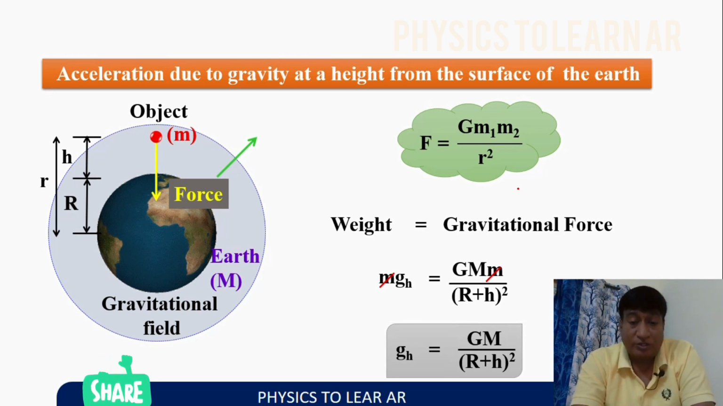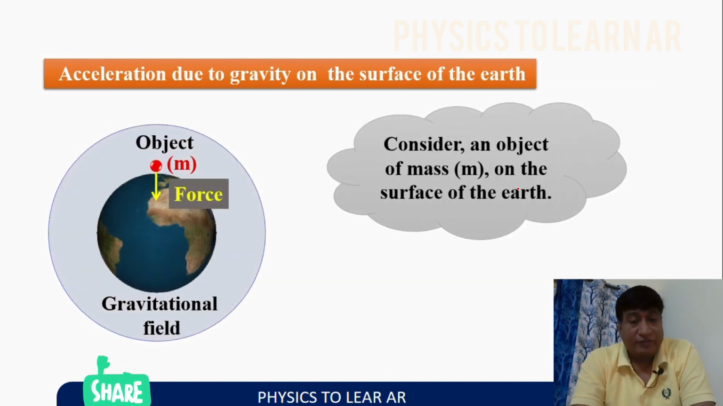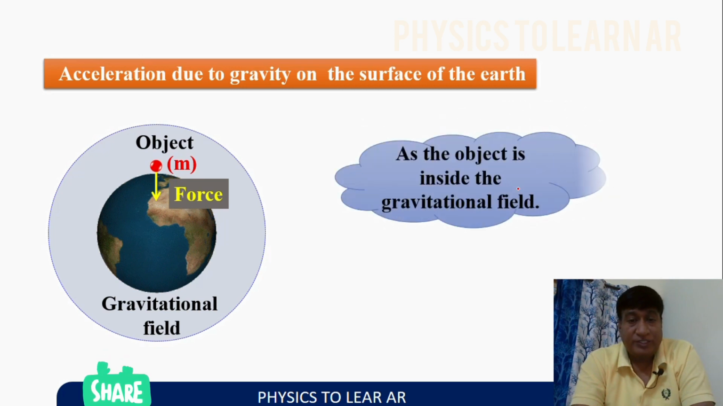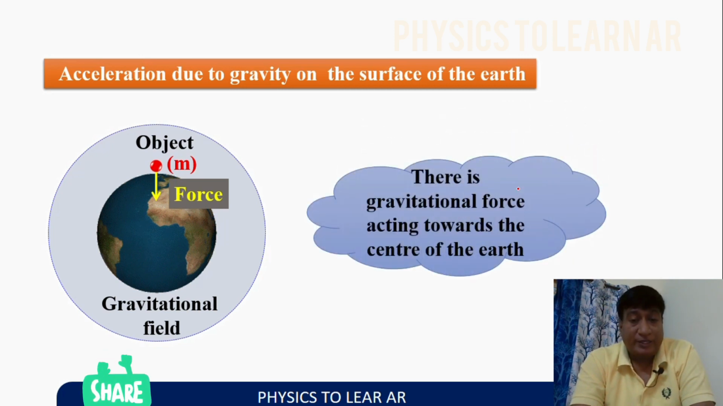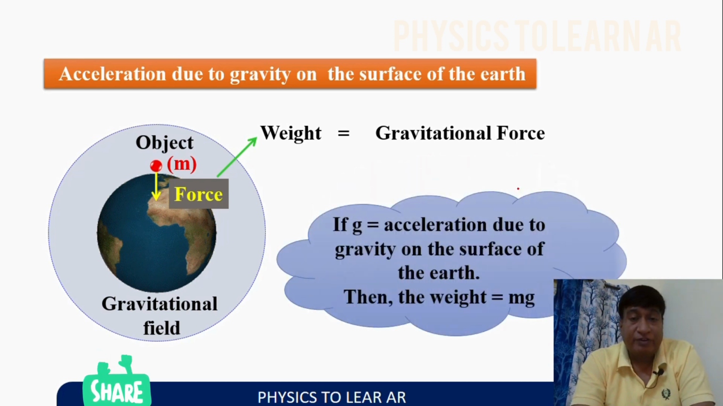But I need it in terms of small g. So how can we represent that? On the surface of the earth, the same consideration can be taken. An object of mass m on the surface of the earth is inside the gravitational field, so there is a gravitational force acting towards the center of the earth. The gravitational force is the same as the weight acting downwards, so I can write the same formula as weight is equal to mg.